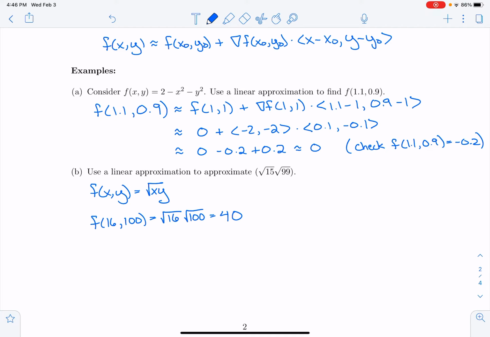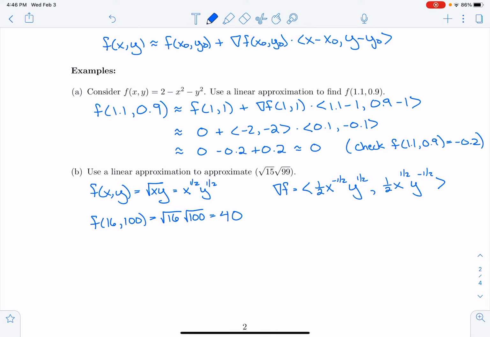Well, if we're going to do a linear approximation, we're going to need to compute the gradient. So what's the gradient here? The gradient of f, in this case, is going to be, let's think about square root of x y as being x to the 1/2, y to the 1/2. So the partial derivative with respect to x is 1/2 x to the minus 1/2, y to the 1/2, leaving that y alone. And then the partial derivative with respect to y is going to be 1/2 x to the 1/2, y to the minus 1/2.